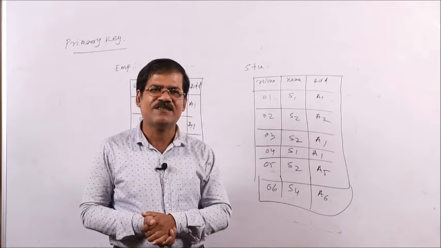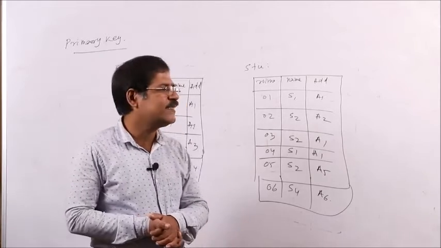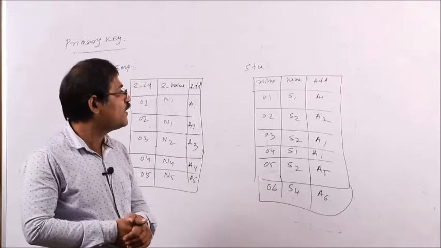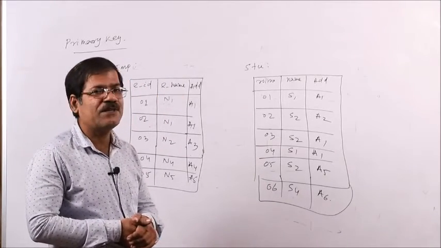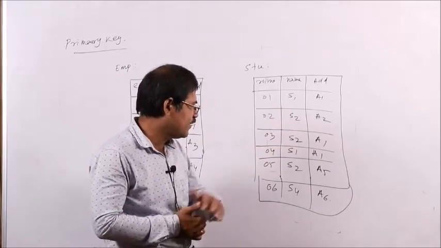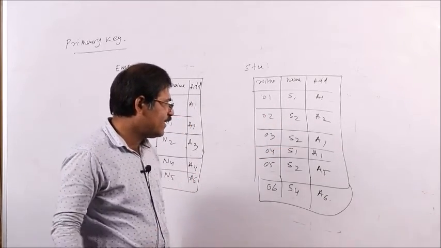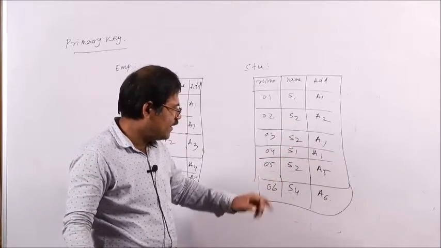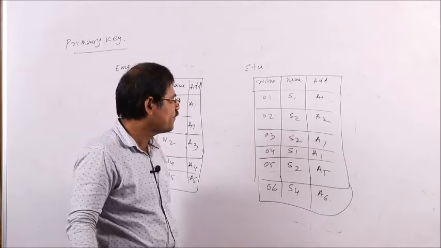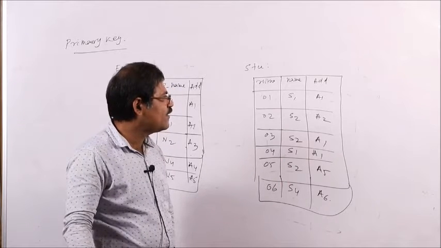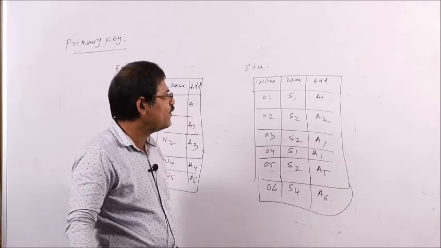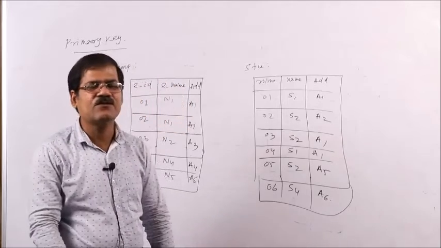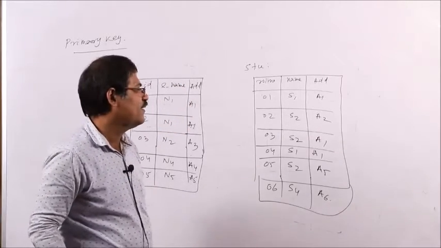So, the students' address may be the same, but the roll number of the students should not be duplicate. Suppose I say S1, please stand up. How many students will stand up? 2 students. Suppose I say S2, please stand up. 1, 2, 3 students will stand up. Suppose I say those whose address is A1, please stand up. 3 students, because 3 students have the common address A1.